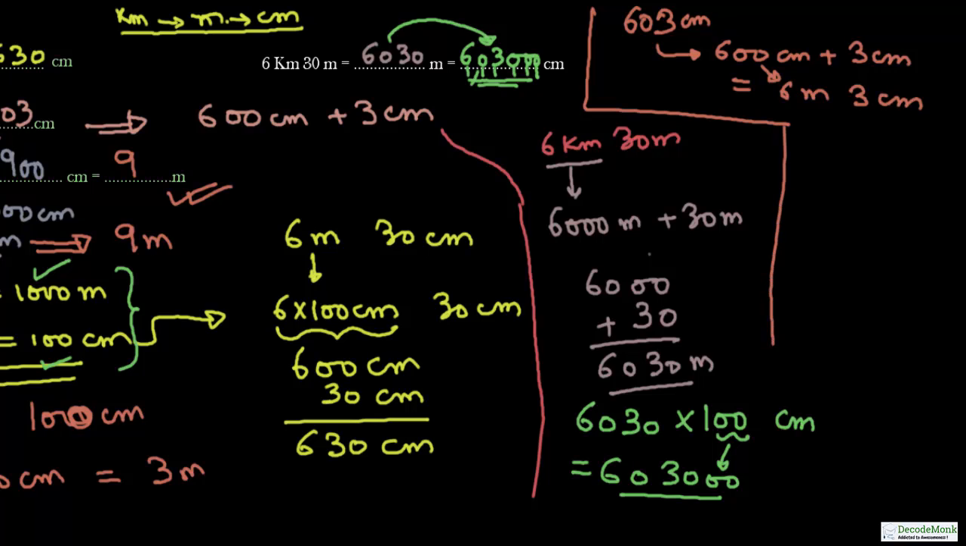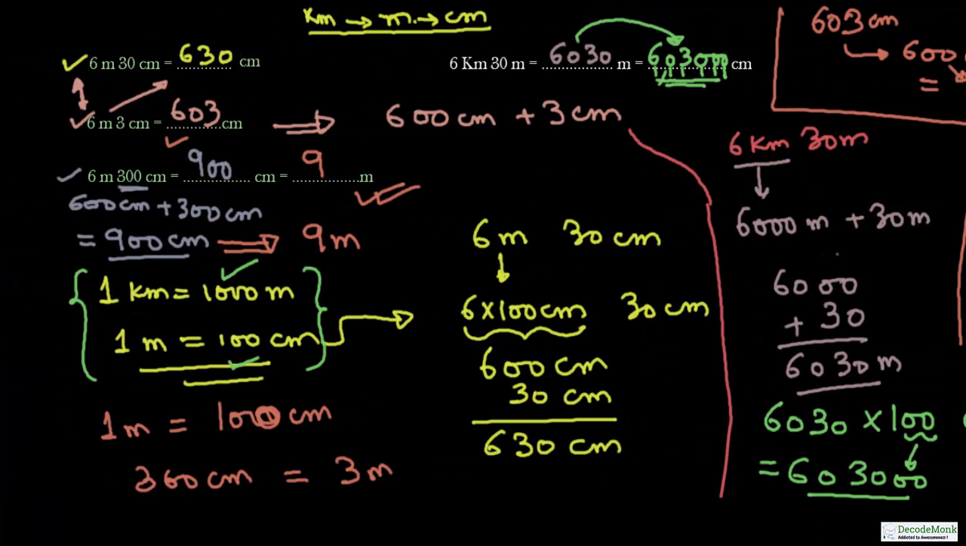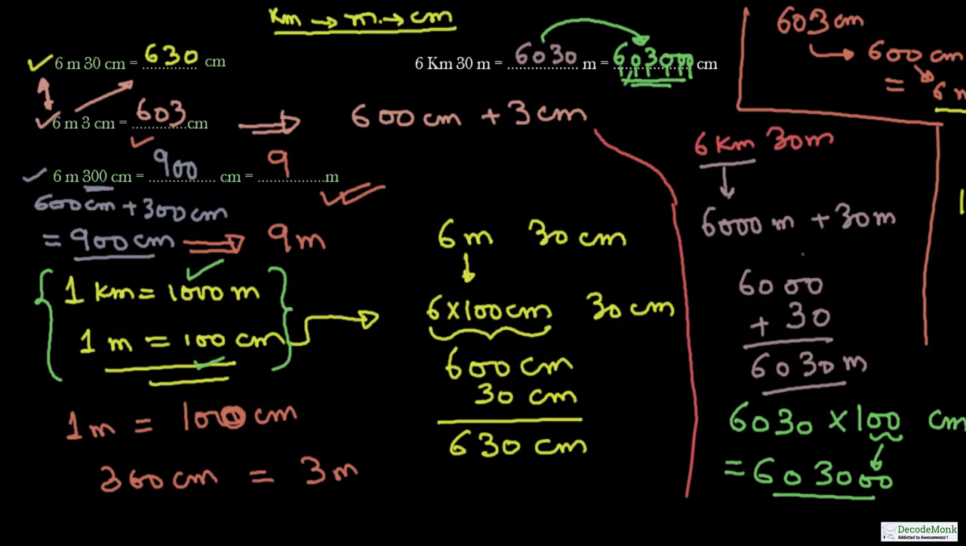Or what you can do, you can divide this 603 by 100, and you know 100 times 6 is just 600, and you have got a remainder. So this quotient will give you the meter portion, the bigger portion, and we have got 3 centimeter as the remainder. So from here also you can arrive at 6 meter 3 centimeter. So the root of solving all these questions is knowing this particular relationship. 1 kilometer equals 1000 meter, 1 meter equals 100 centimeter.